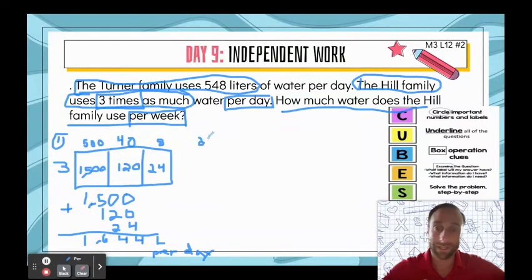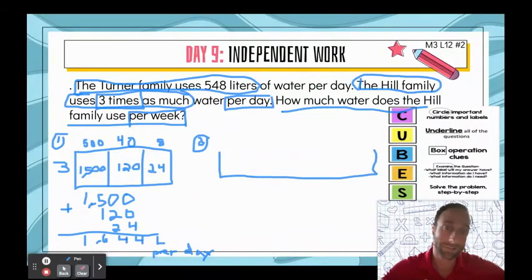So if they use this much in one day, there are 7 days in a week. So instead of adding 1,644 7 times, very tedious and repetitive, we're going to go ahead and multiply this. It's the perfect time to use one of these strategies. So I'm going to set up my area model again one more time. I'm going to make a pretty long box here because I know I'm doing 4 digits now, 4 by 1 digit, so times 7.